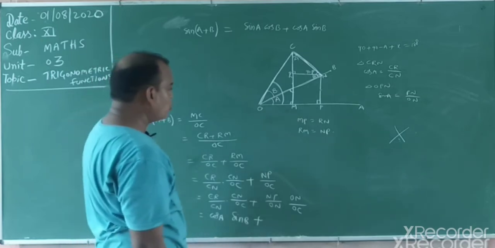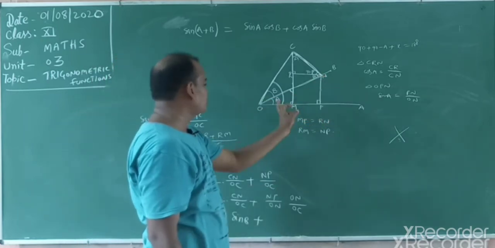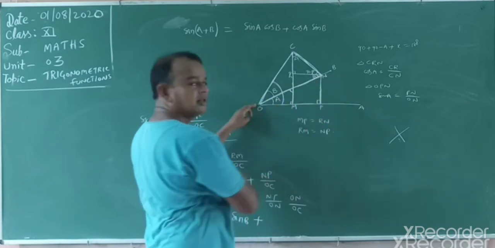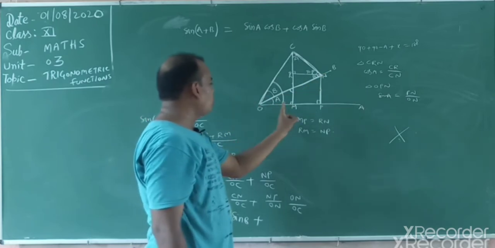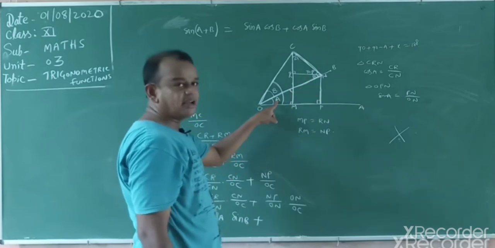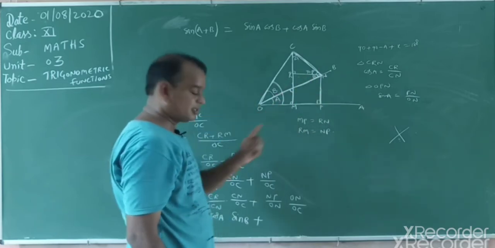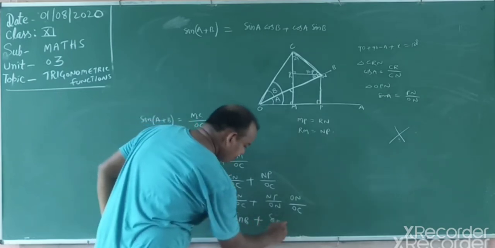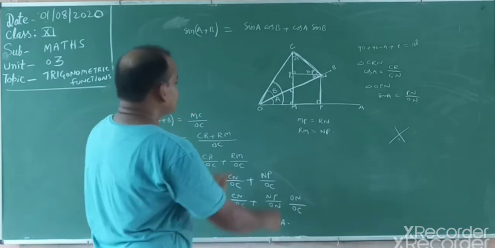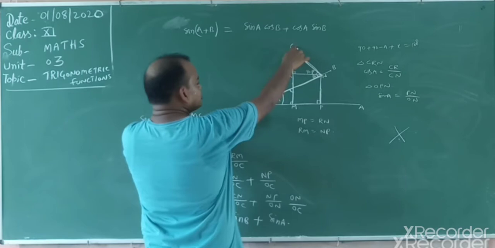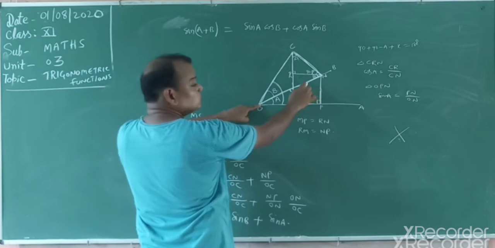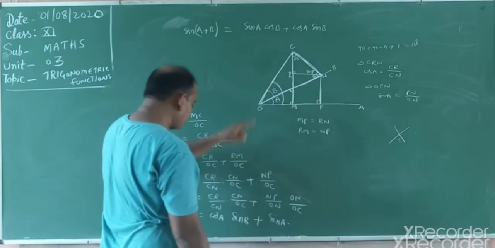Plus NP by OC. You can observe that in this triangle. Simple. NP by ON, the angle is A. Sin A, for suppose, is opposite side by hypotenuse. That equals sin A into ON by OC. Where is ON? This is ON, ON by OC. This is 90 degrees. This is the hypotenuse. This is the adjacent side. B is there. What does that mean? Cos B.